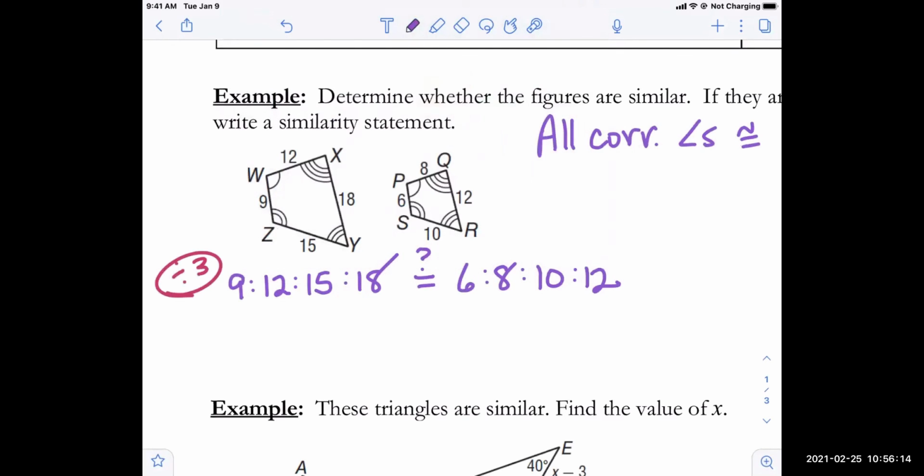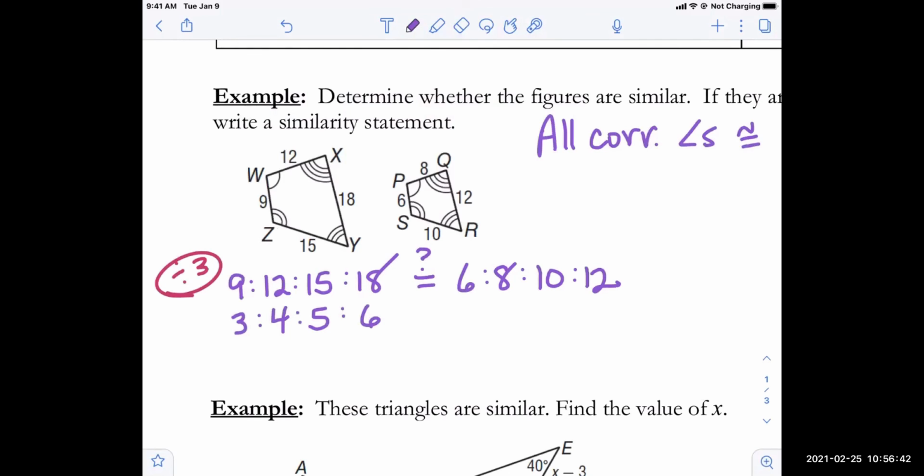Sarah, what would that be when you take a 3 out of everything? No, just divide it out. So divide by 3, just divide it out every time. This will be 3, right? What's 12 divided by 3? 4, and then 5, and then 6.